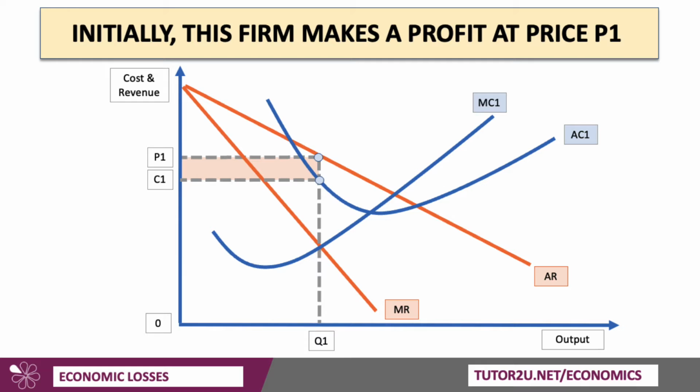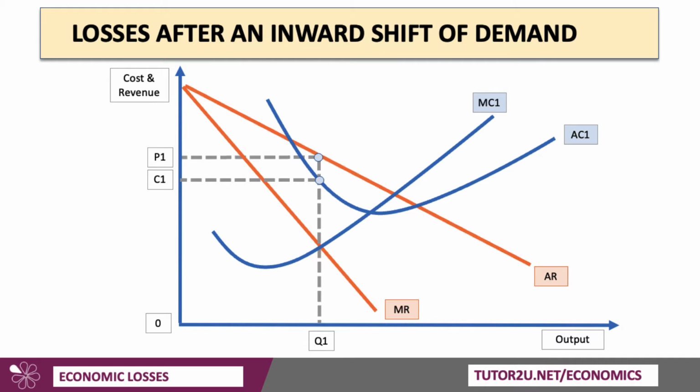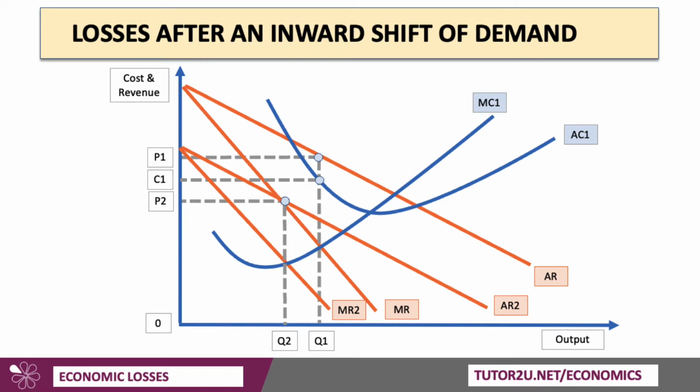However, if there's an inward shift of demand, shown here, fallen demand from AR to AR2, don't forget there's a marginal revenue curve that goes with that. So an inward shift of demand causes a contraction of output from Q1 to Q2. The price the firm can now charge is lower at P2 because the demand curve is shifted to the left.